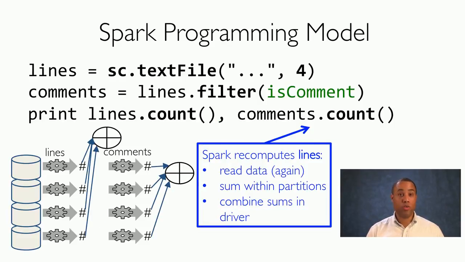Now, if we add another transformation, in this case, a filter transformation, that's going to create an RDD that contains the lines that are comments. And then we want to see how many comments lines there are. We can do comments.count. This is going to cause Spark to recompute lines. It will reread all of the data from that text file again, sum within the partition the number of lines, so the number of elements, and then combine those sums in the driver.